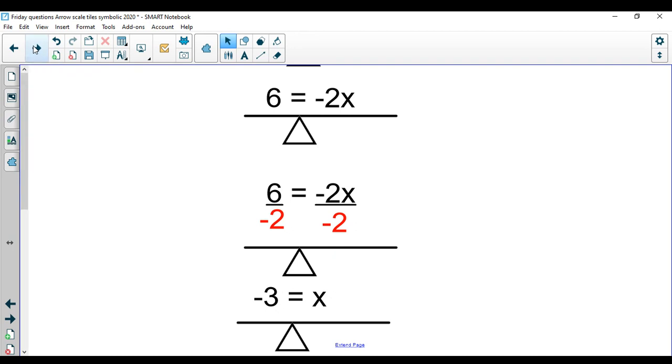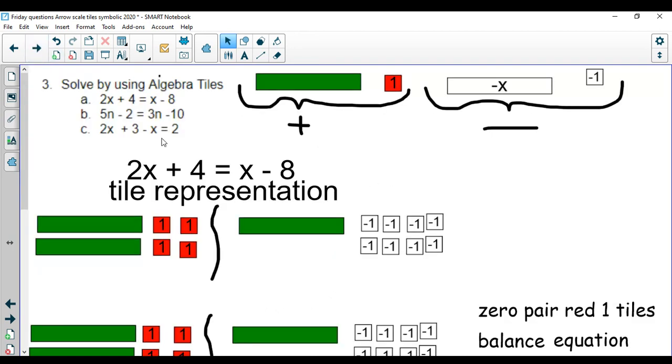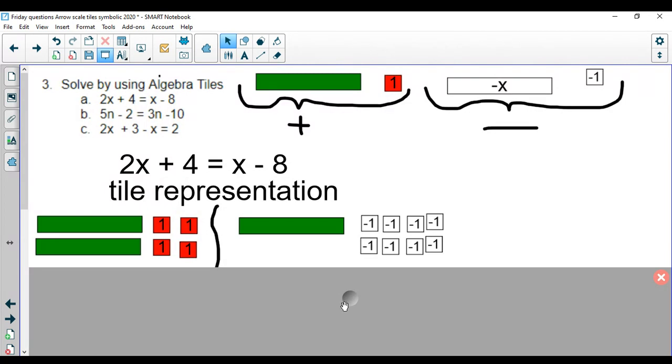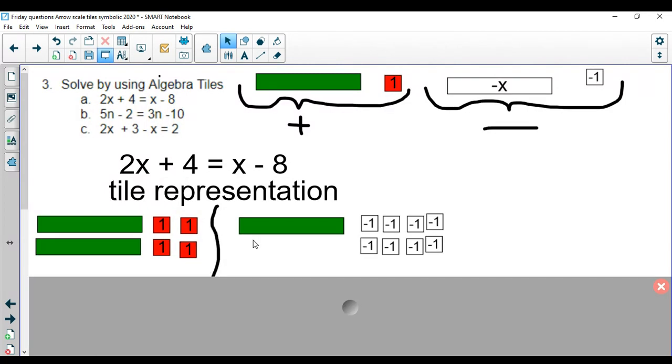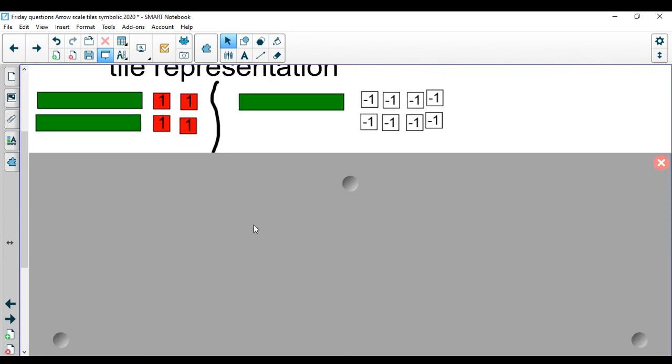Now let's try our next one, and our next one's algebra tiles. In this question, we're doing A, the first one: 2x plus 4 equals x minus 8. Now that's our question. I'm going to represent it in tiles. This first part right here is the first part of my question, represented in tiles.